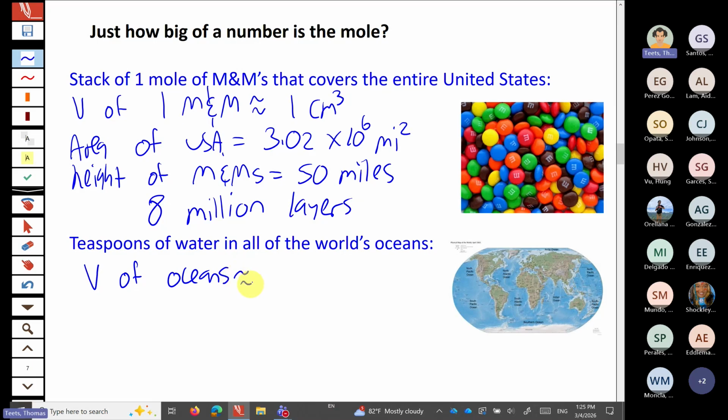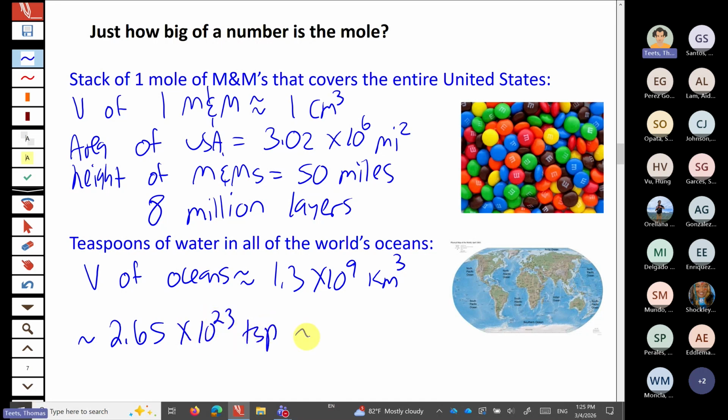in the world is around 1.3 times 10 to the 9th cubic kilometers. So if you convert that to teaspoons, a unit of measure that we commonly use in the US for measuring liquids, it comes out to 2.65 times 10 to the 23rd teaspoons, which is close to 1 mole. So basically, there's 1 mole of teaspoons of water in the entire world.